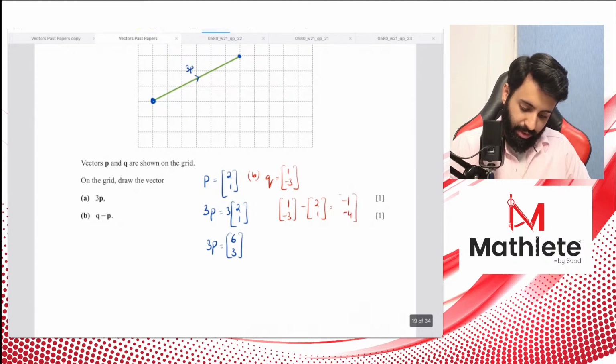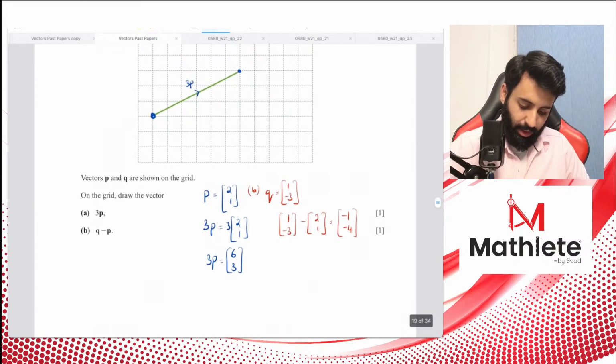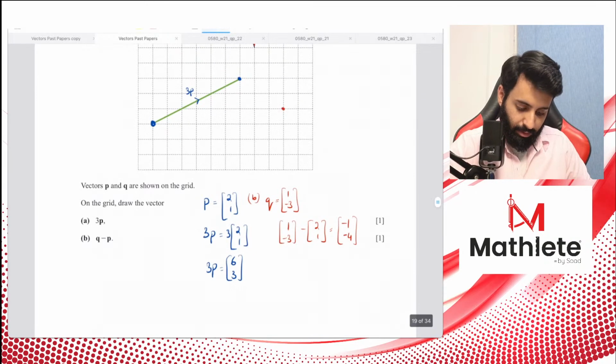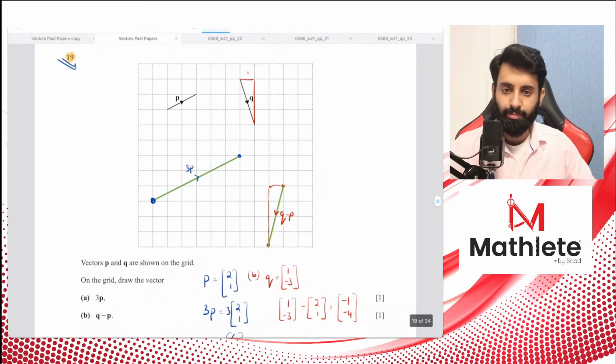Now you pick a starting point, could be anywhere on the grid, doesn't matter. Actually this is not going to be enough, let's pick one over here. From this point you move 1 unit to the left, so that's over here, and then 4 units down, so that's 1, 2, 3, 4. And there you go. This is what Q minus P looks like. That's it. That's your answer.